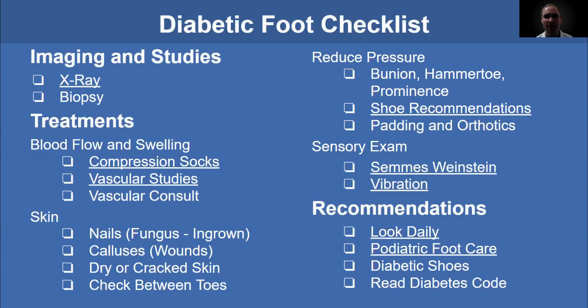Sensory exam, Semmes-Weinstein, you can do that. That's that little monofilament thing that you put on the bottom, or the vibratory. Quick word is that you're going to tend to lose vibration before you're going to lose the sensation with the Semmes-Weinstein. So actually the vibration on the big toe is more indicative of neuropathy for those that don't have profound neuropathy. I give my patients some recommendations looking at their feet daily, letting me know if there's any problem.